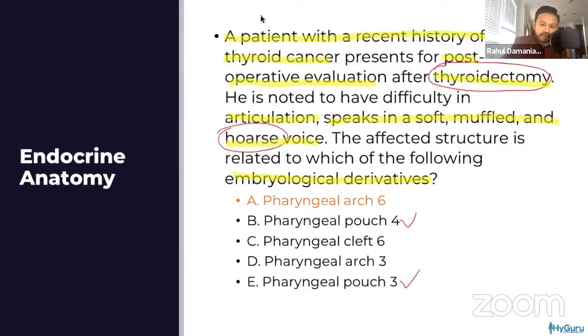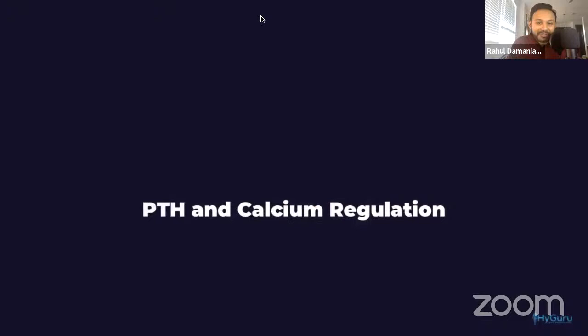And what do you think pharyngeal pouch four and three, what questions are going to be related to that? Well, that's going to be related to DiGeorge syndrome. Remember that those patients are going to have hypocalcemia, some congenital heart defects. They can have seizures. And this is due to the fact that they have abnormal development of these pouches.